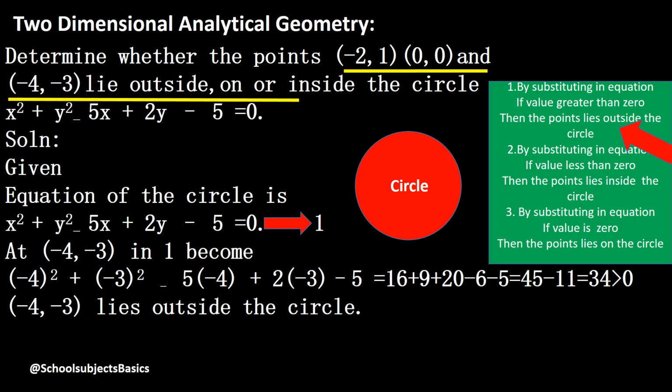So this is the simple way to substitute the values and check whether a point lies inside, outside or on the circle. Hope you understood. Thank you.